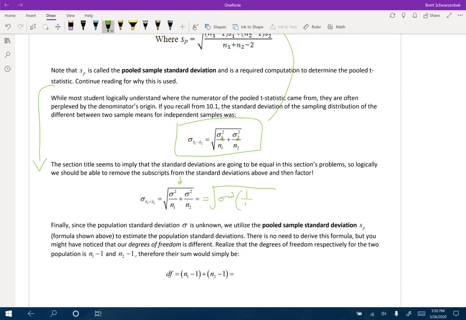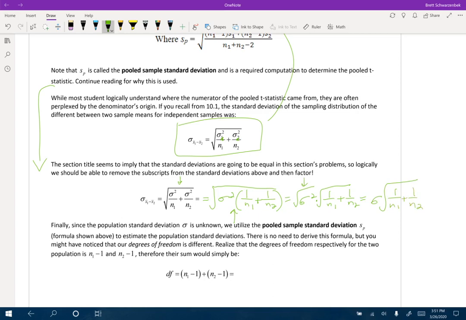If we do that, we get 1 over n1 plus 1 over n2, and this is the same as this. Okay, radicals by multiplication can be divided. And then this is actually just equal to sigma, square root of 1 over n1 plus 1 over n2.